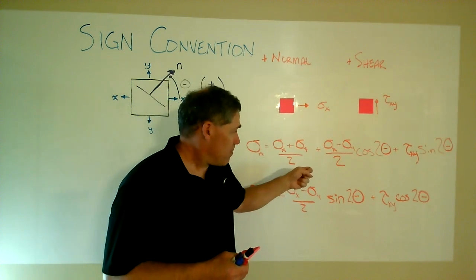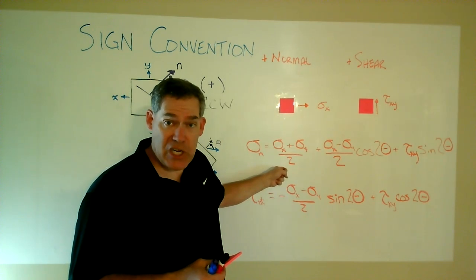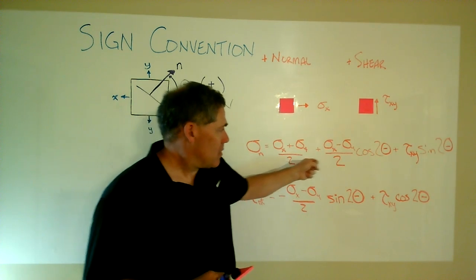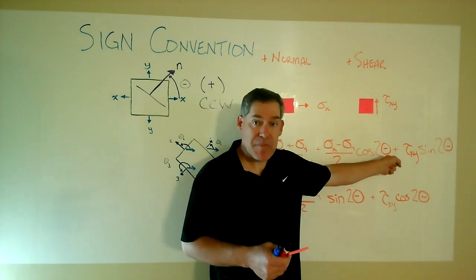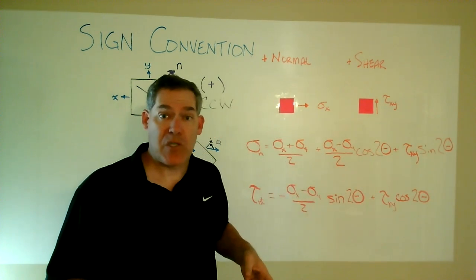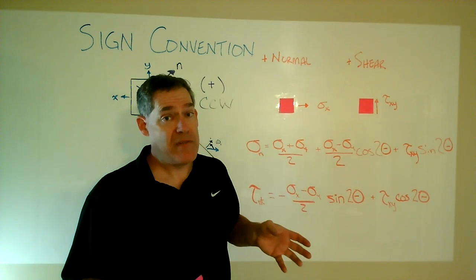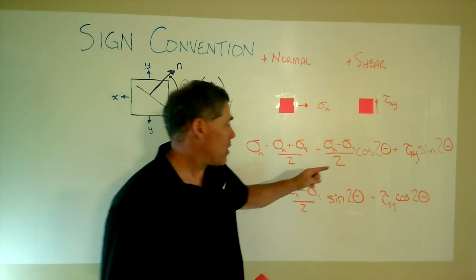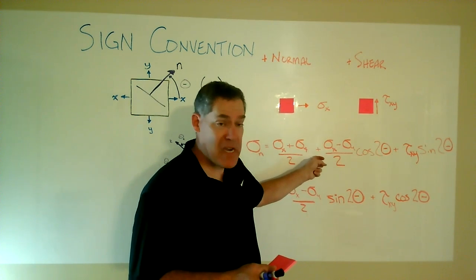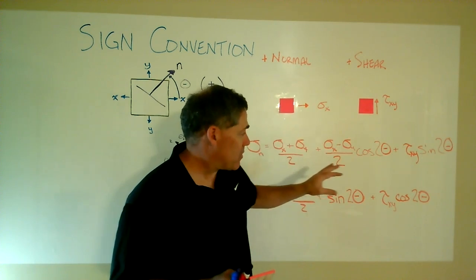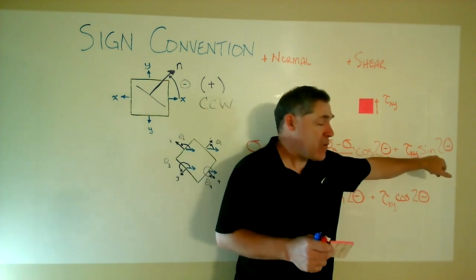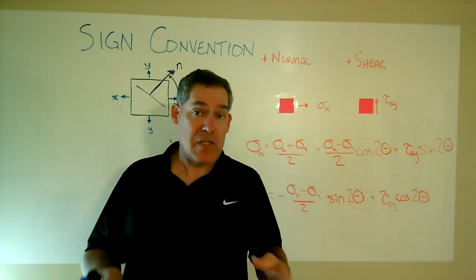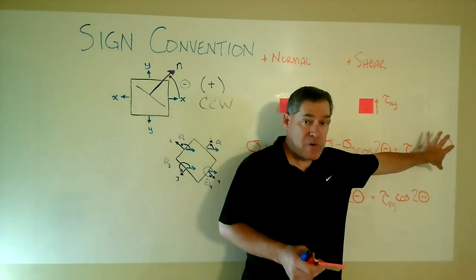Right? So in this term, of course, that doesn't change anything. This term, cosine of 2 times a plus 90, well, that's a cosine of a plus 180. Right? And cosine of 180 is minus 1. So this whole term will end up with a minus sign right here. Hold on to that thought. We'll come back to it. And tau xy times sine of 180 is going to be 0. So that term is going to go away.